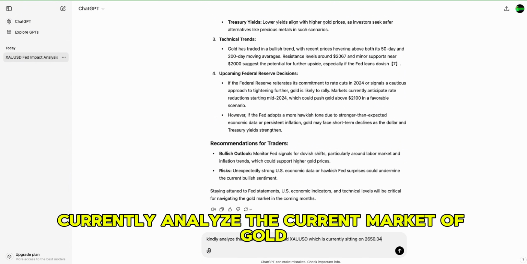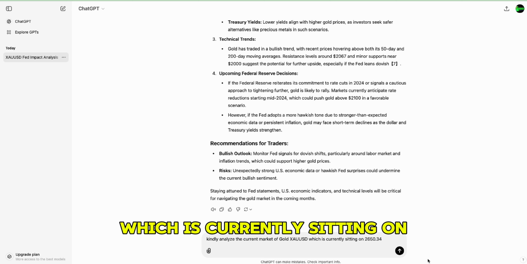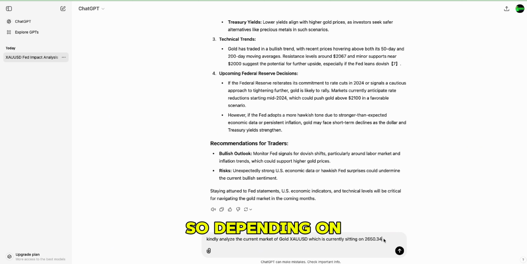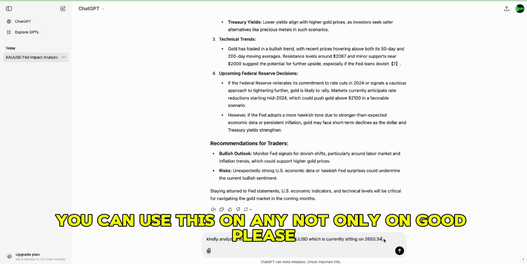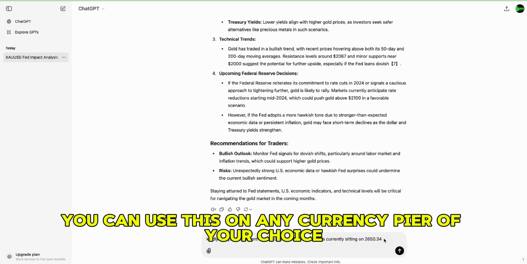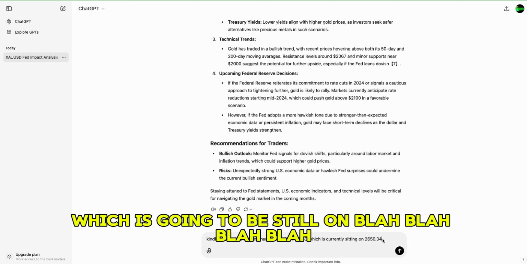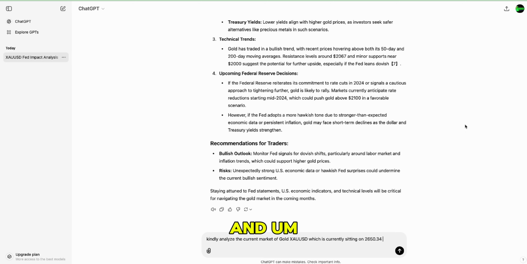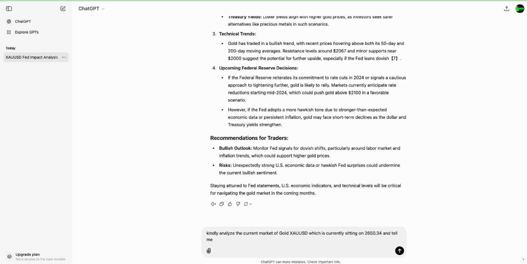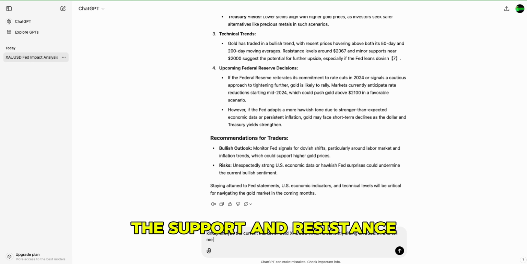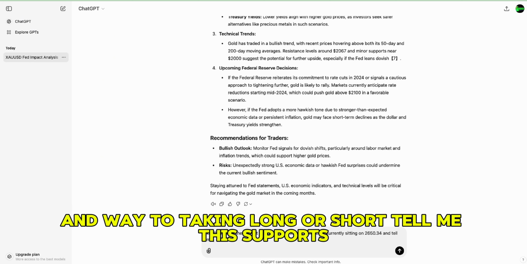Kindly analyze the current market of gold, which is currently sitting on. You can use this not only on gold, please. You can use this on any currency pair of your choice. So we'll say, kindly analyze the current market of gold, which is currently sitting on, and tell me the support and resistance zone and where to take a long or short.